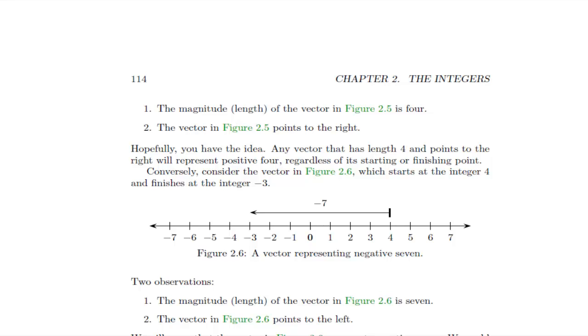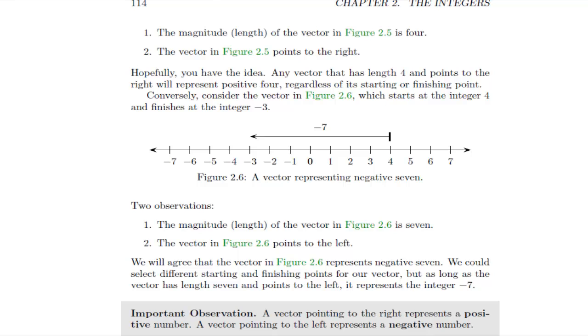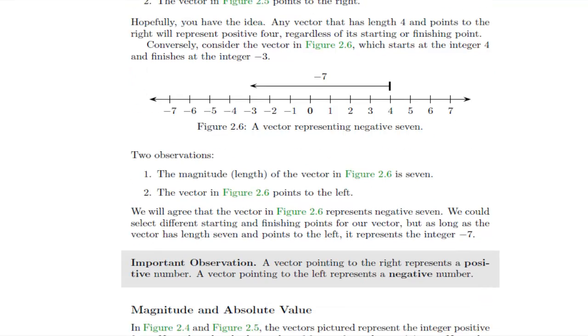which starts at the integer 4 and finishes at the integer -3. Two observations. 1. The magnitude or length of the vector in Figure 2.6 is 7. 2. The vector in Figure 2.6 points to the left. We will agree that the vector in Figure 2.6 represents -7. We could select different starting and finishing points for our vector, but as long as the vector has length 7 and points to the left, it represents the integer -7. Important observation. A vector pointing to the right represents a positive number. A vector pointing to the left represents a negative number.